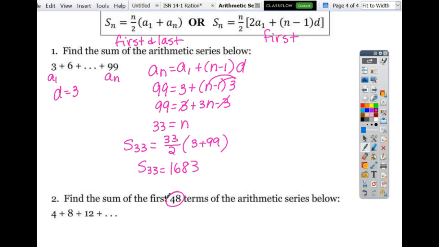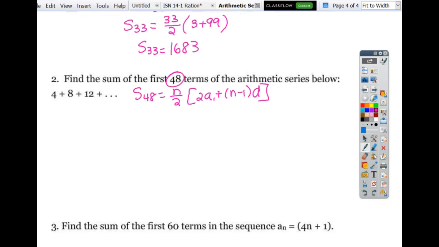48. Well, I can add 4 plus 8 plus 12 without doing anything. Oh, that would be too easy. So we're going to use this formula. So this is what I'm going to use.